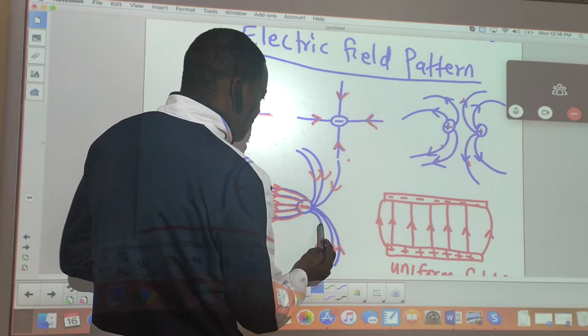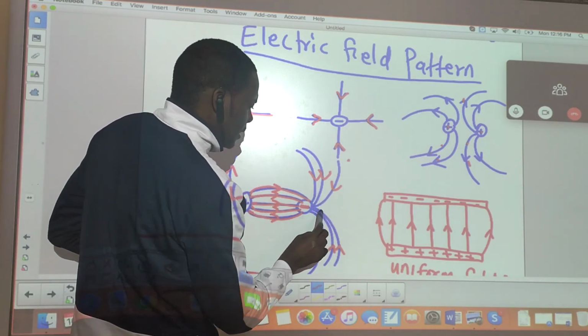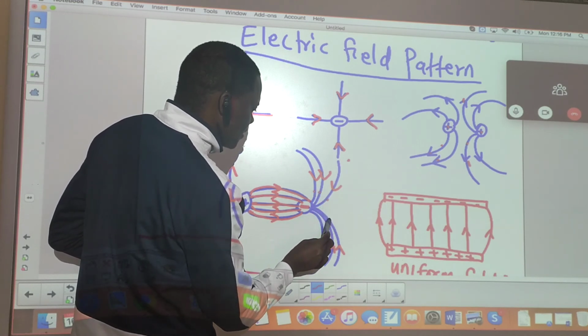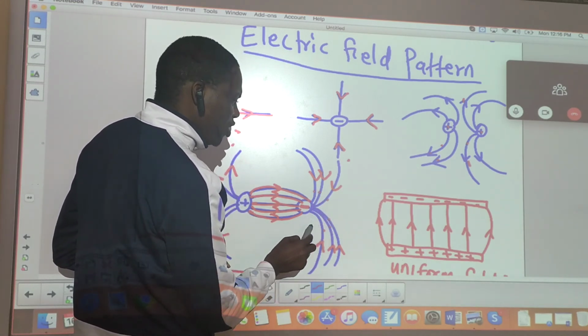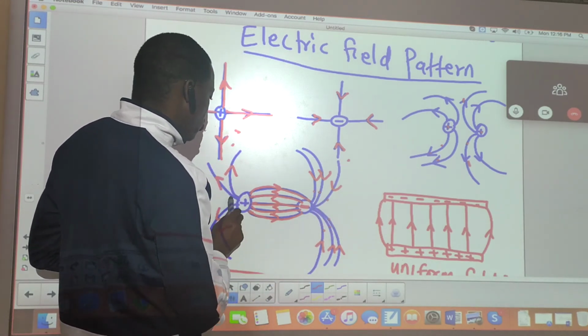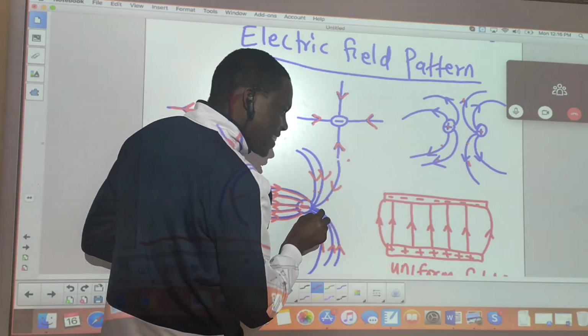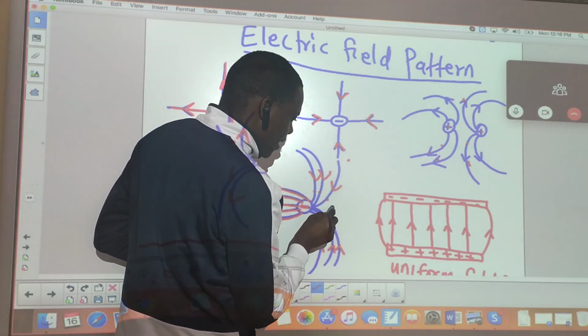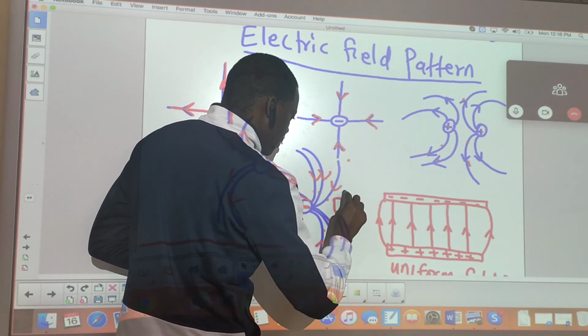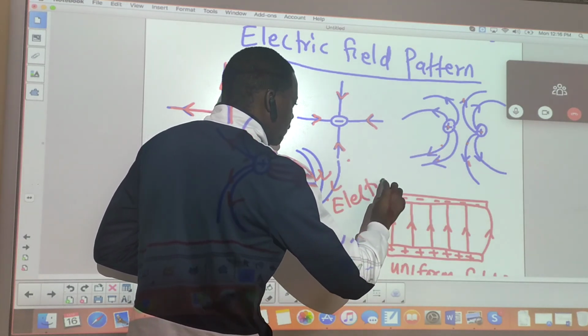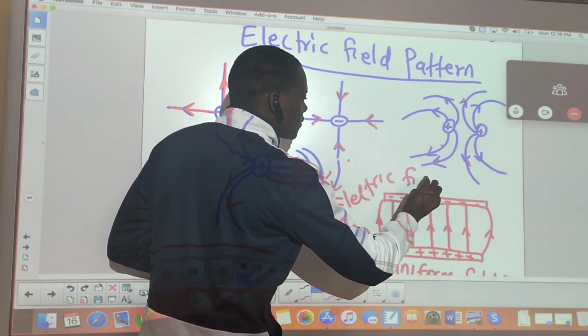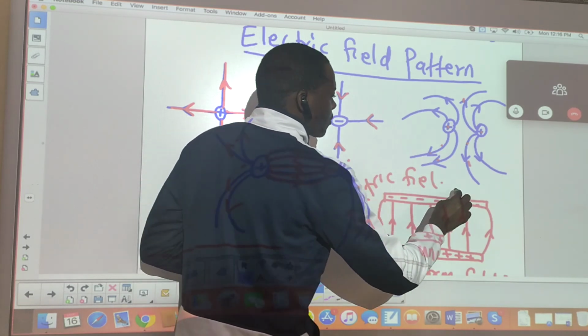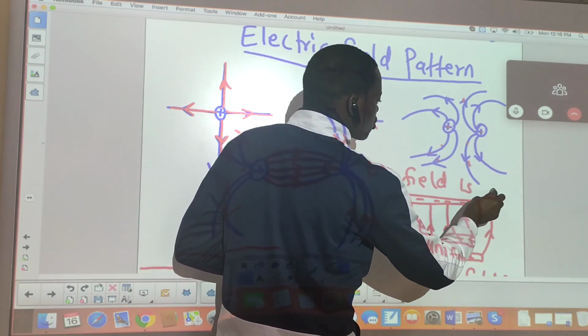Now, if you look here, the electric field lines are very close to each other, and there are so many compared to this one. We say here, electric field is stronger. Electric field is strong.